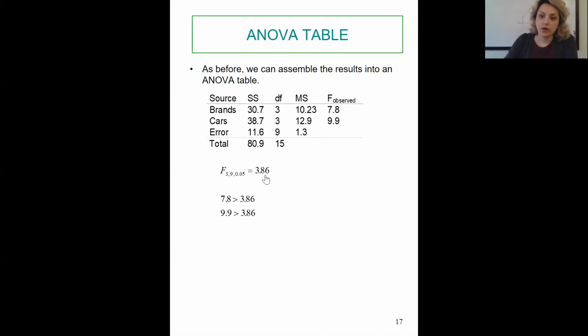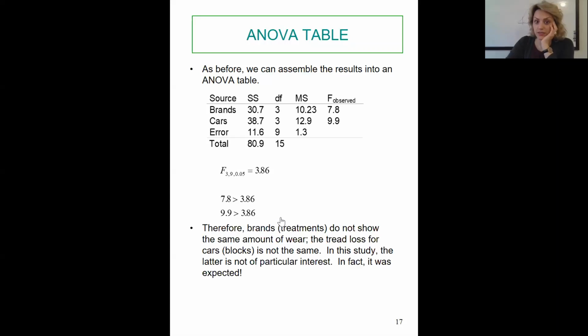Later we're going to talk about situations where the number of treatments and the number of blocks are not the same. We would need to read a different value for the F critical from the table in that case. But right now, let's just compare them. Look here, the F observed for the brands is greater than the F critical, and the F observed for the cars, the blocks, is greater than the F critical as well.